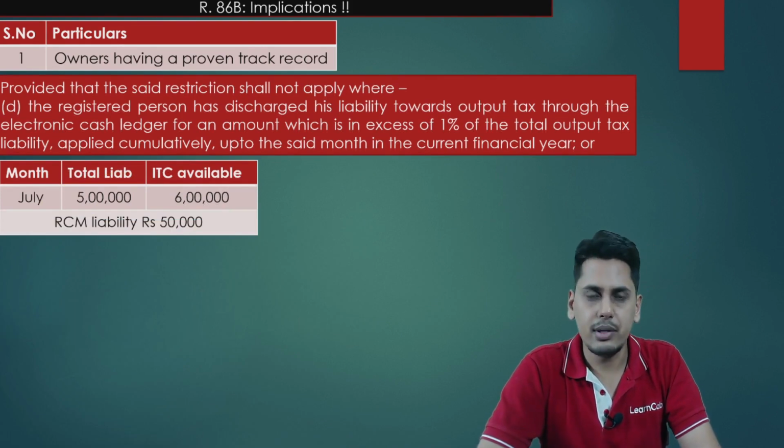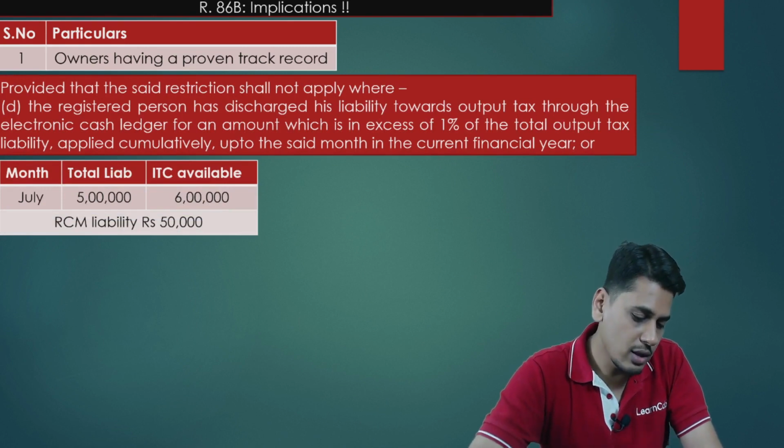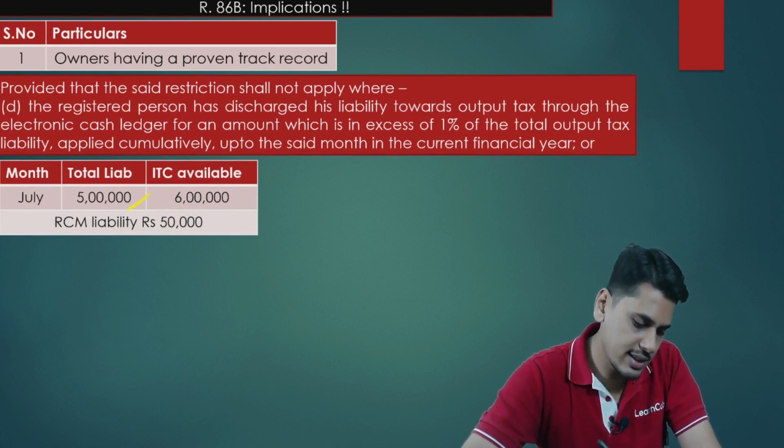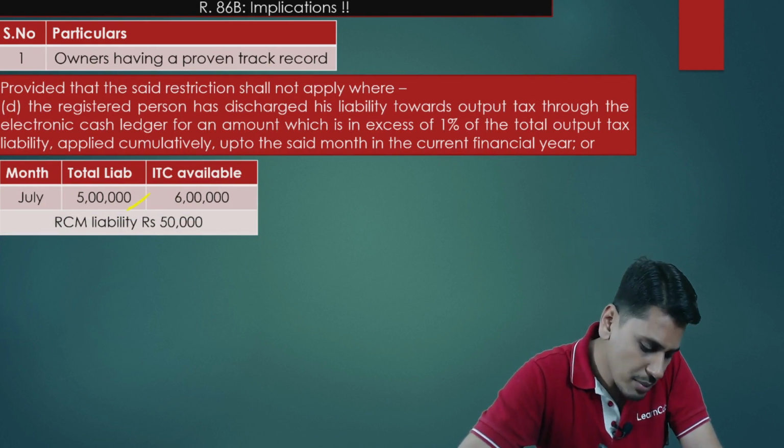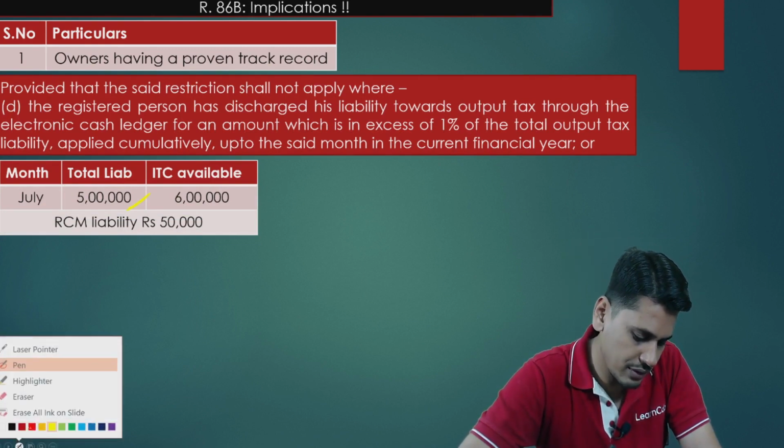Let's take another example. For the month of July, total liability is 5 lakhs. Input tax credit available is 6 lakhs. RCM liability for the month of July is 50,000.